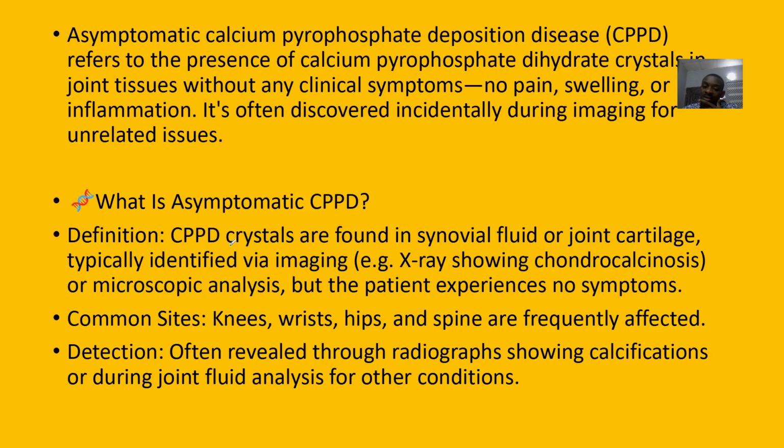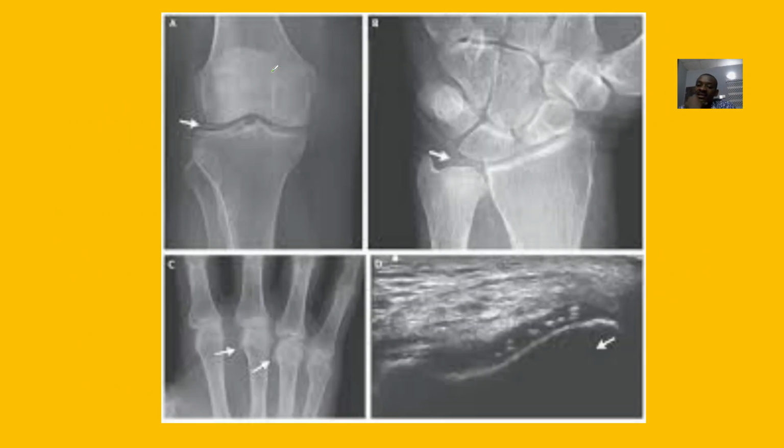So for asymptomatic CPPD, we said that it refers to the presence of calcium pyrophosphate dihydrate crystals in the joint, but the patient is not showing any symptoms yet. There's no pain, there's no swelling, there's no inflammation. Do you understand? So you just incidentally discovered it, not that the patient complained about it.